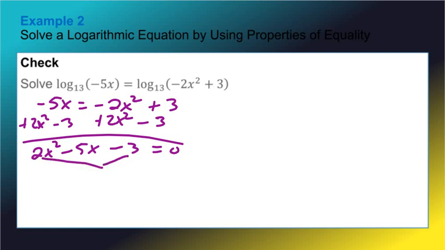Okay, I'm going to factor this, so this will give us a negative 6x squared. Now I think, what do I multiply to get negative 6, but together gives me negative 5? This would be a positive 2x and a negative 3x. Actually, no, that'll be a positive 1x and a negative 6x. Then bring down the sides.